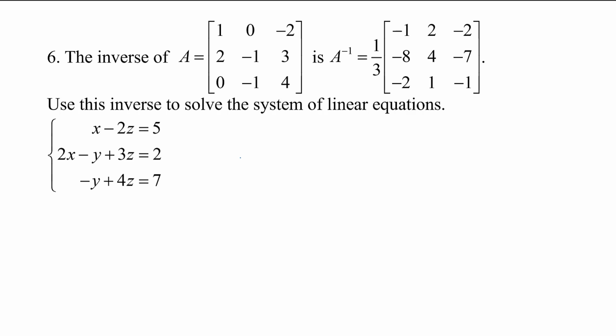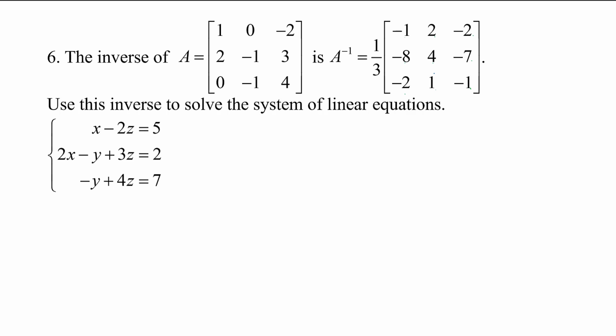This problem looks like a mess, all this writing that we have here, but basically we say the inverse of matrix A is given to us. So the matrix A is 1, 0, negative 2, 2, negative 1, 3, 0, negative 1, 4. It's a 3 by 3 matrix. We're given the inverse of A. We're told it's 1/3 times the 3 by 3 matrix negative 1, 2, negative 2, negative 8, 4, negative 7, negative 2, 1, negative 1.